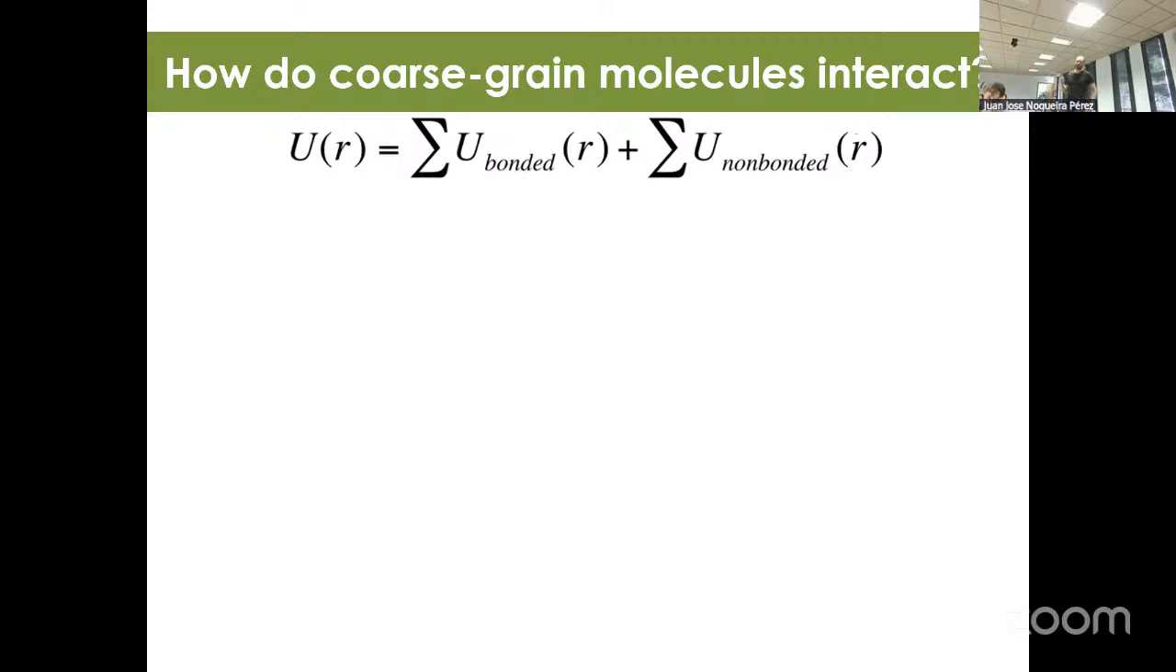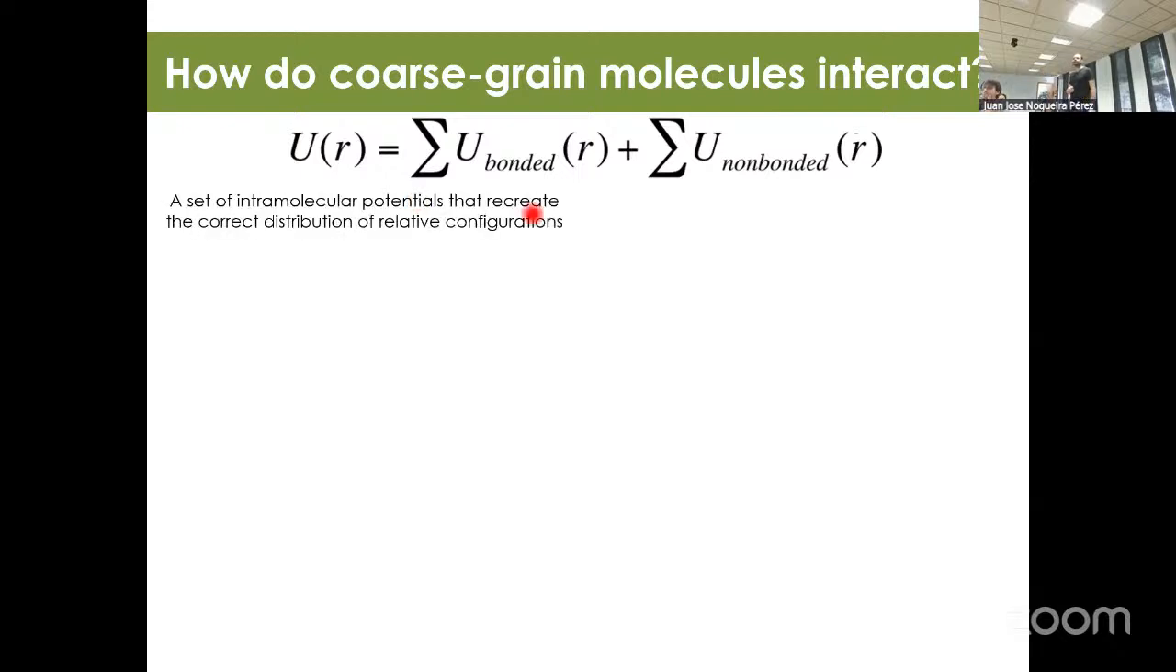But there's still the question. Okay, so sure, now there is this new mapping scheme, but still, how do you make these things interact? We saw with the Boltzmann inversion how you could find those potentials in that case, but in the Martini, how do you decide how these things interact? And as you've seen in the MD lecture, you have the bonded potentials and the non-bonded potentials. Bonded is intramolecular, non-bonded is at a distance.